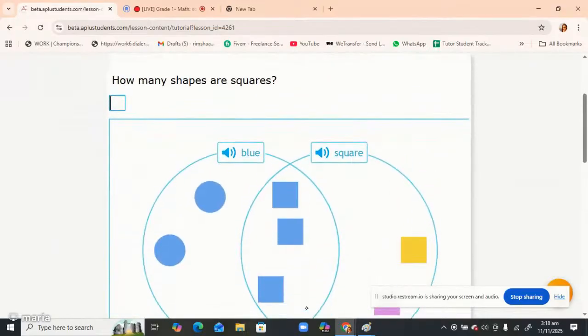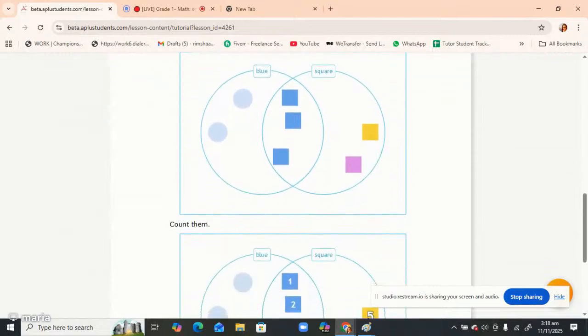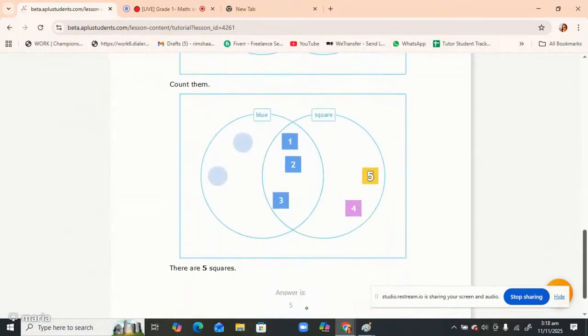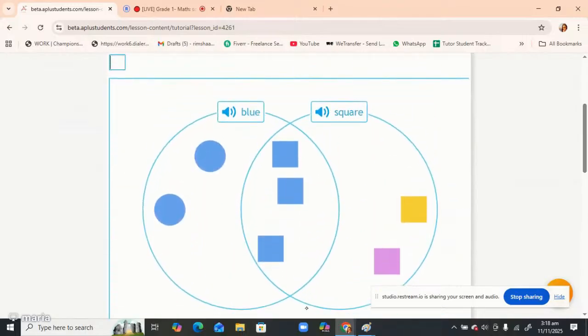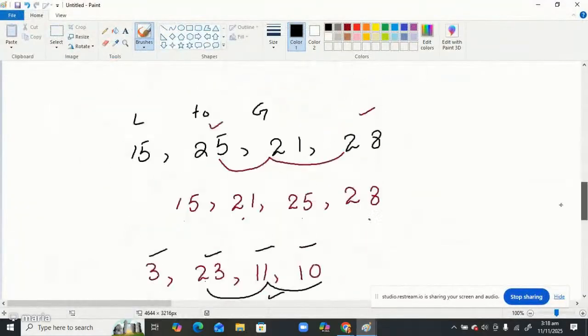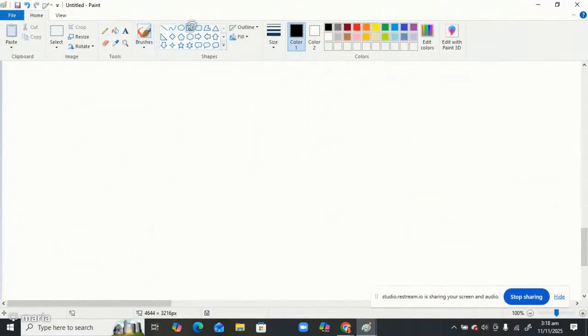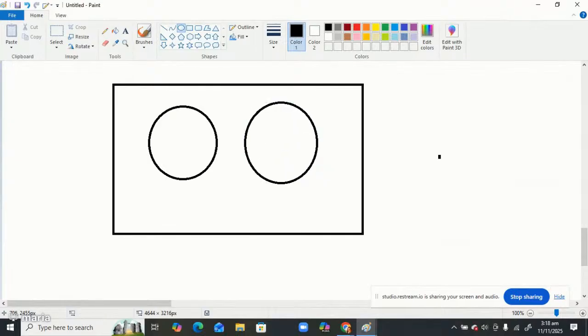So how many shapes are squares? Okay, so look at the question that is given. This is basically called the Venn diagram. Look, if you have it this way, there is a square box, and inside of this there are some circles. So this kind of figure is called a Venn diagram.